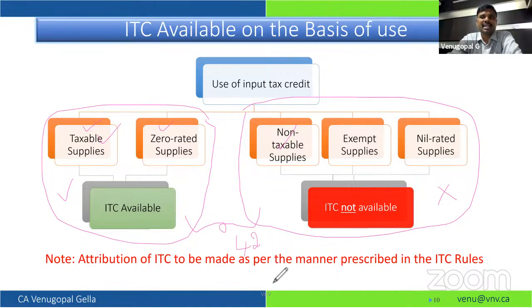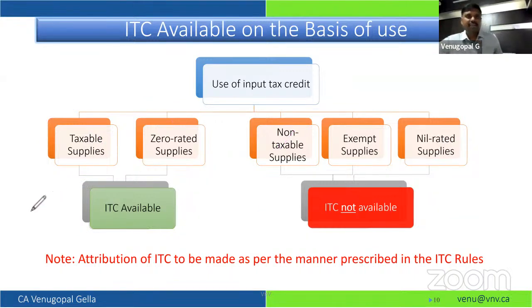The input tax credit has to be apportioned in the turnover of taxable and exempt, and you have to allocate. This is one area many people are not doing. Even though you have some exempt supplies, common input tax credit has to be identified and apportioned. This is one I would request everyone to take care of, for compliance.